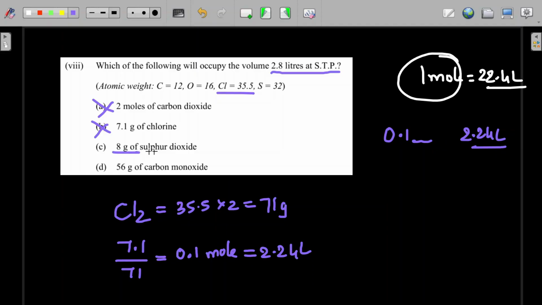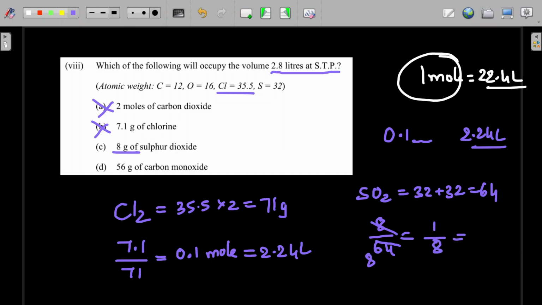8 gram of sulfur dioxide. Sulfur dioxide you find 32 plus 32, 64. 8 by 64, moles I am finding. 1 by 8. 1 by 8 will be how much? 0.12. So I think this might be the answer. But let's see the last one also.